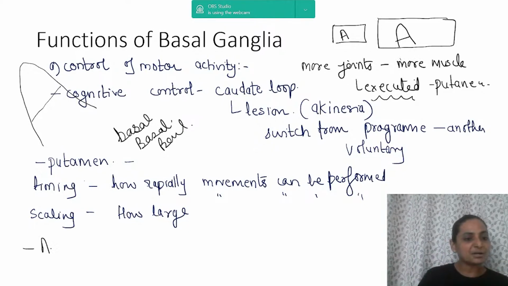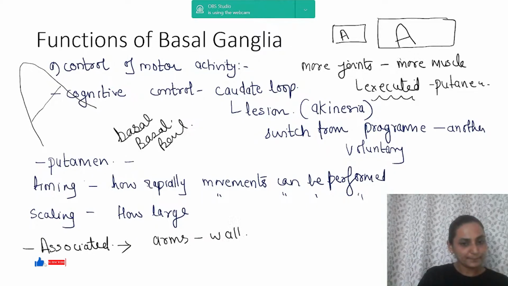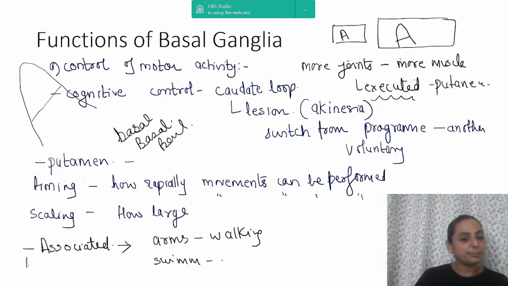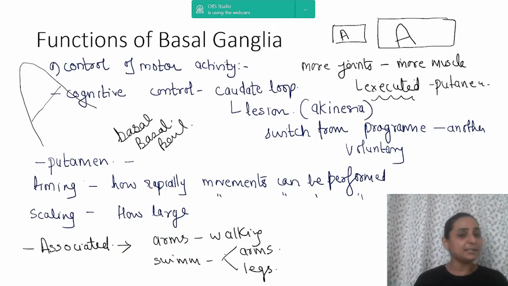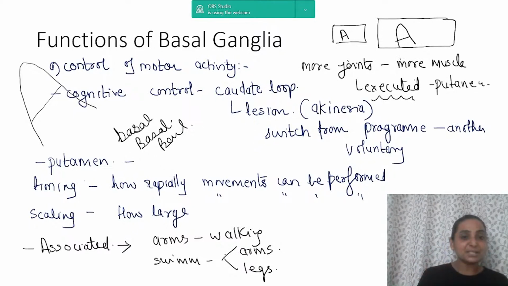Then another important function is the associated movements. What are associated movements? Like the swinging of arms when we are walking. Another example is when we are swimming, there is properly coordinated movement of the arms and legs. So these associated movements are a very important function, done subconsciously with the help of the basal ganglia. The basal ganglia again plays a very important role in multitasking movements.